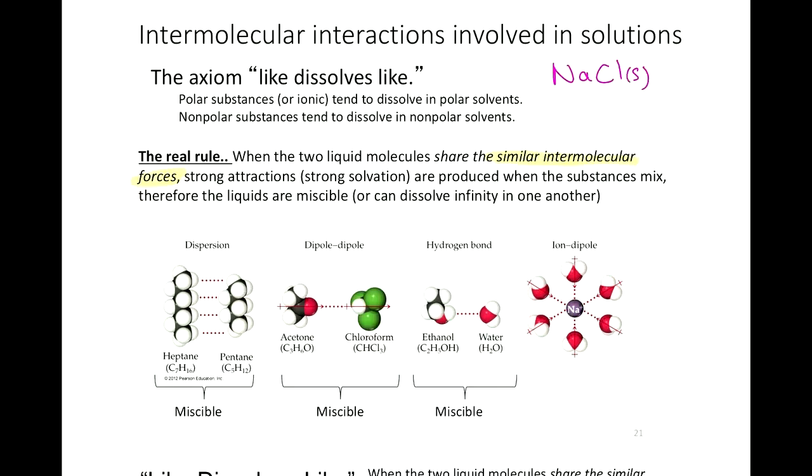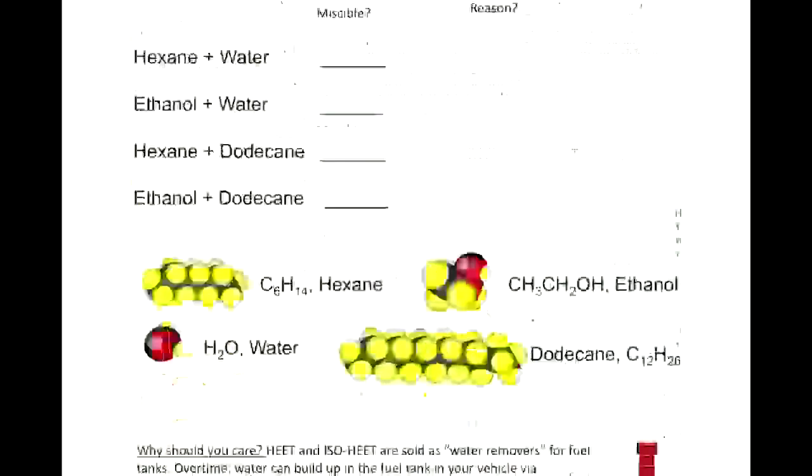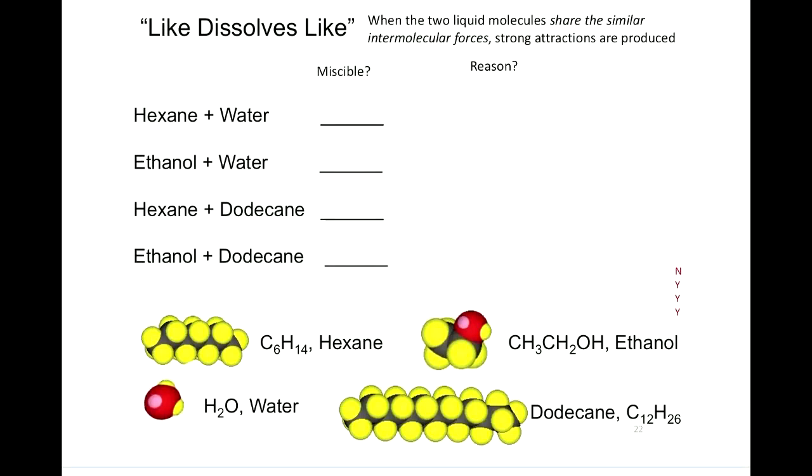or our weird one, the reason why salt dissolves in water is not because like dissolves like, but because of why? Ion dipole, yes. Water will dissolve salt because of ion dipole. That's the one weird one where like dissolves like does not work. Okay, all right, so let's look at some pictures.